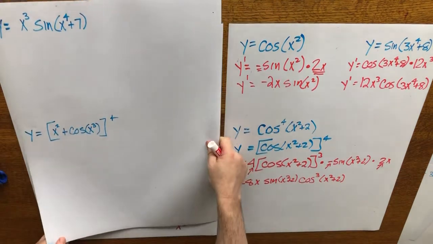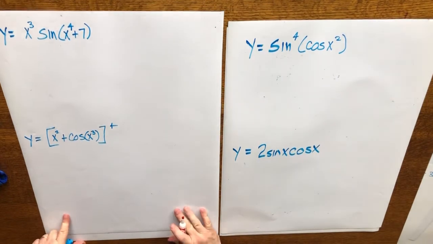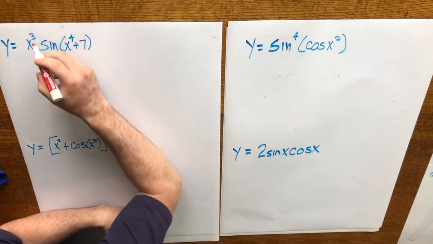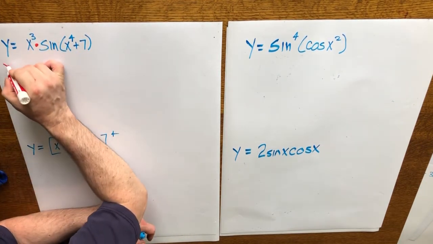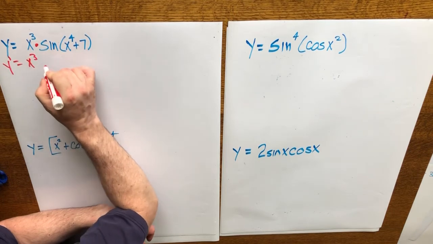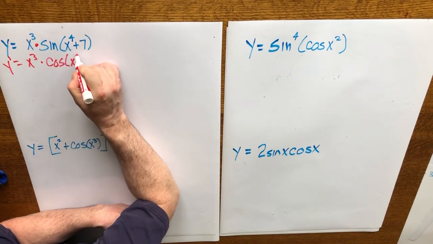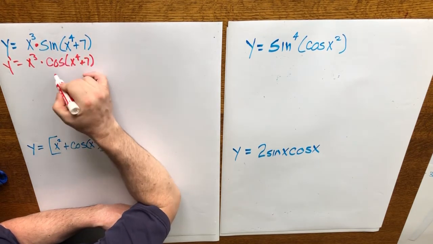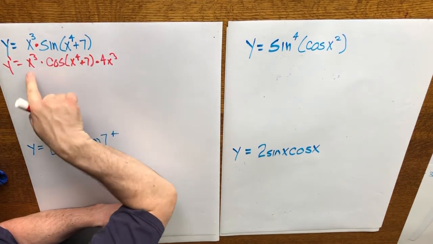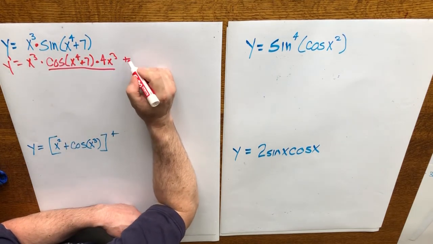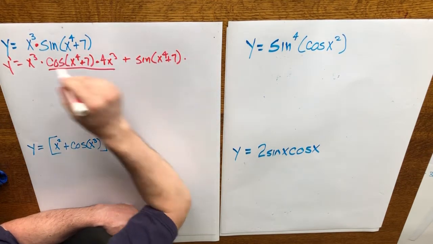Let's see if we can combine those with some more. I think these are the next questions that I wanted to do right here. Let's try this one. This is a product rule again. X cubed times sine of (x to the 4th plus 7). So y prime equals first, x cubed, times the derivative of the second. The derivative of sine is cosine. The argument doesn't change. So first times the derivative of the second. The argument is complicated, so I'll multiply by its derivative. First, derivative of second, plus second times the derivative of the first.